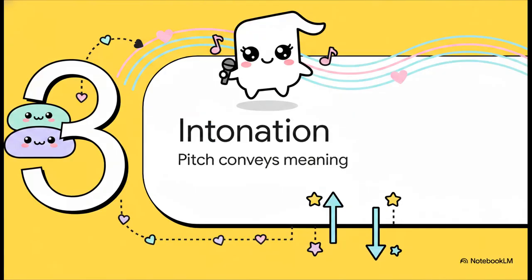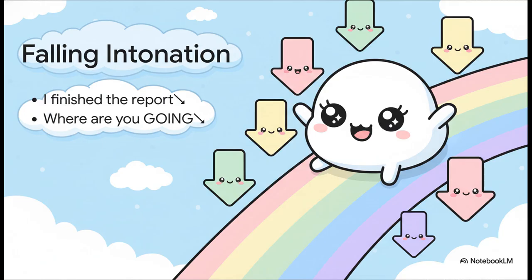Moving right along, we arrive at Pillar 3, intonation, where pitch conveys meaning. Let's look at falling intonation first. It is incredibly common in basic statements, and also in questions that start with who, what, where, when, or why. Listen to how my pitch drops right at the end of these examples. First, a statement. I finished the report. See how my pitch goes down? Now for a question. Where are you going? Again, the pitch drops at the end. That drop is a clear signal to the listener that your thought is completely finished.